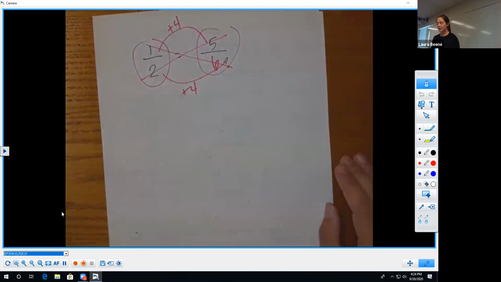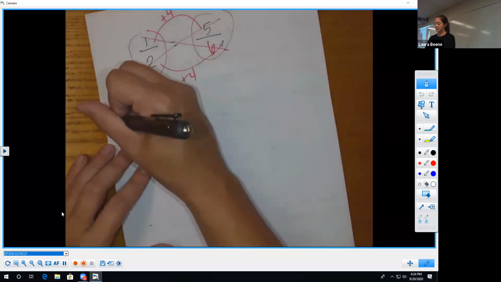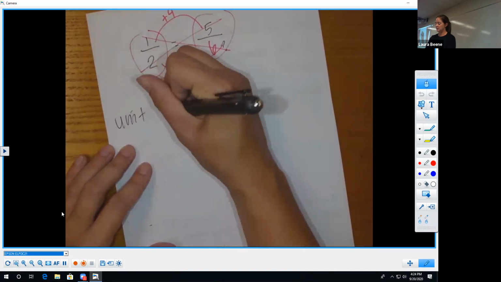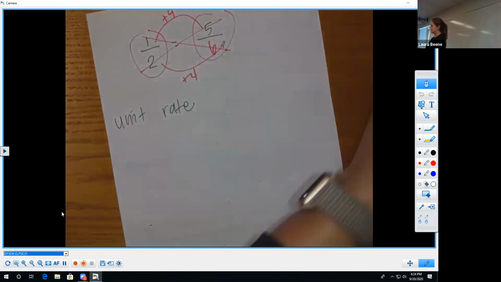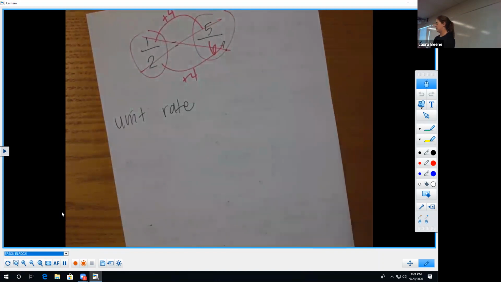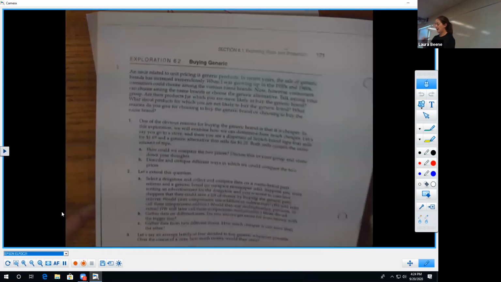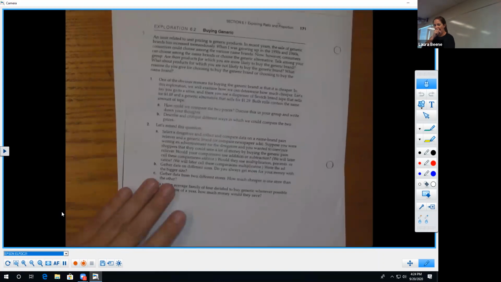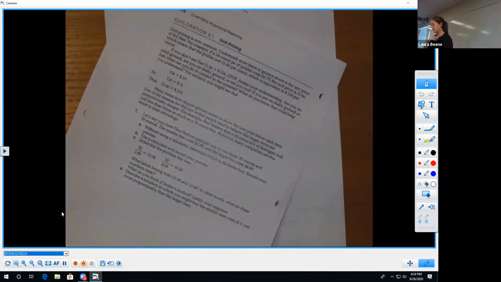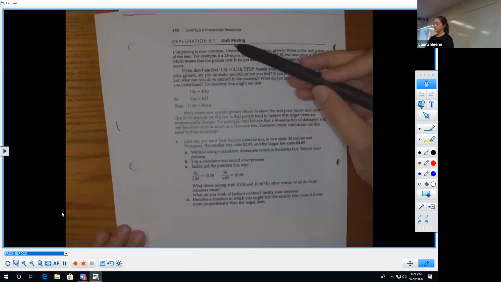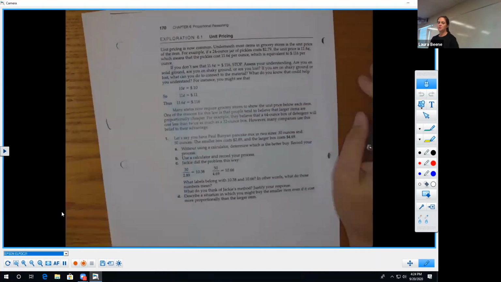The other thing I want to talk about is unit rates. We talked about rates at the beginning. A unit rate is a rate that, let's see, if you look at the other paper that was posted on the documents, we're going to look at this page. So we're going to start with 6.1, page 170, unit pricing.